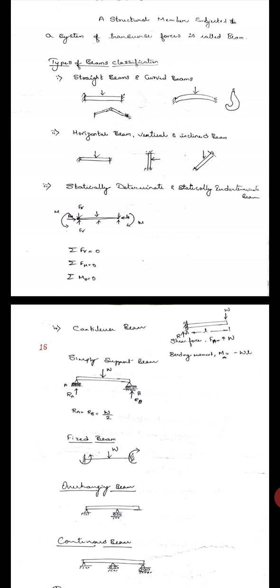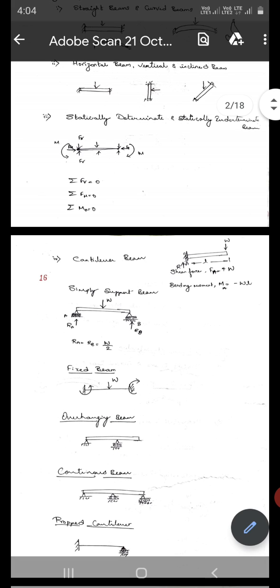Next is simply supported beam. A simply supported beam simply rests at the two ends, with roller supports at both ends, carrying a load at the center. The load is shared by the two supports, and the reactions RA plus RB equal W. Fixed beam is fixed at both the ends and carries a load at the center.